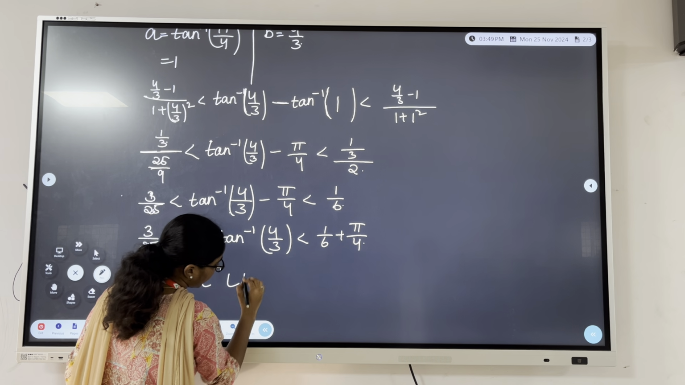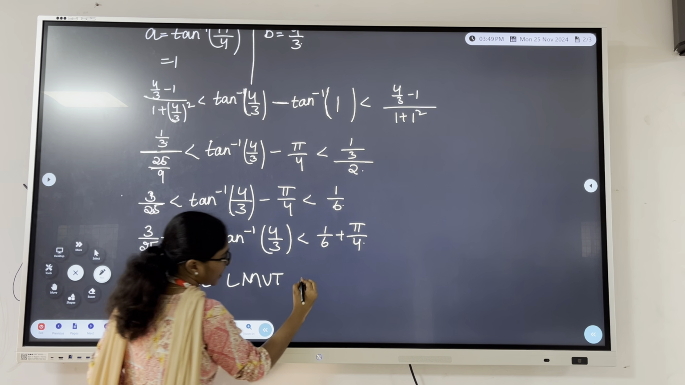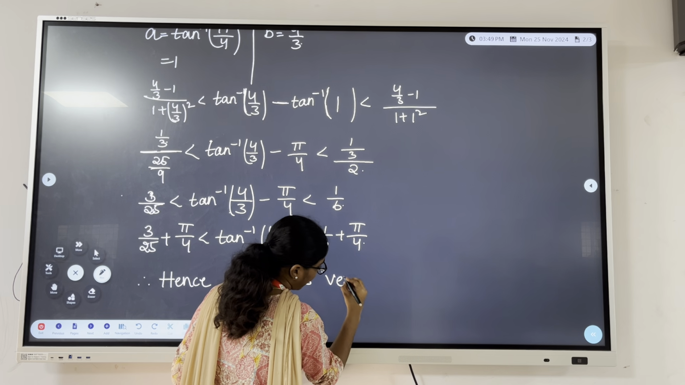Hence, Lagrange's mean value theorem is verified.